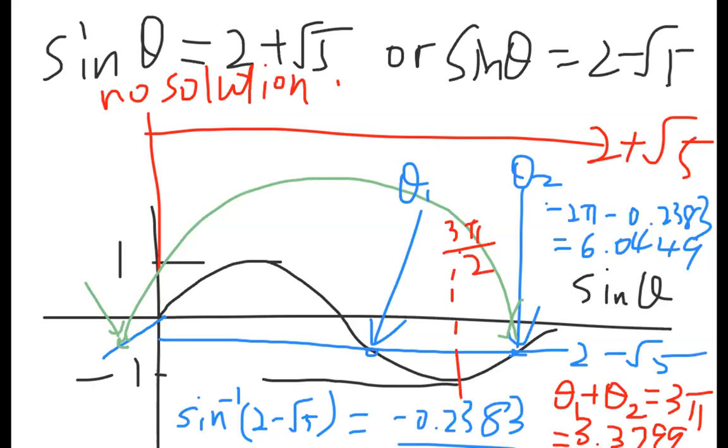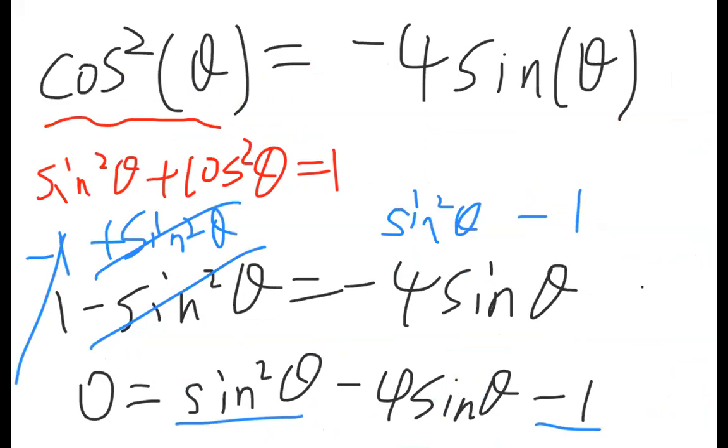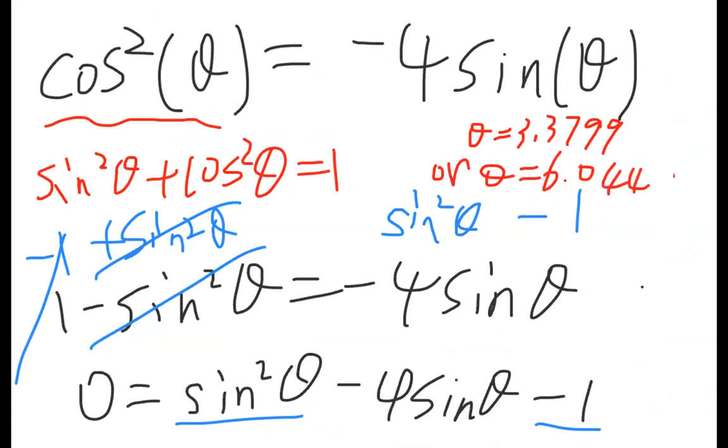So in general, the solution for the original equation would be this or this. So you have two angles for this solution, right? That makes sense?